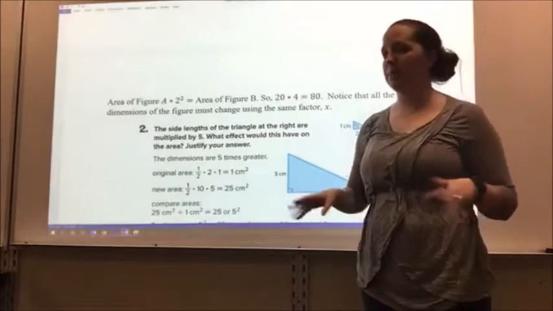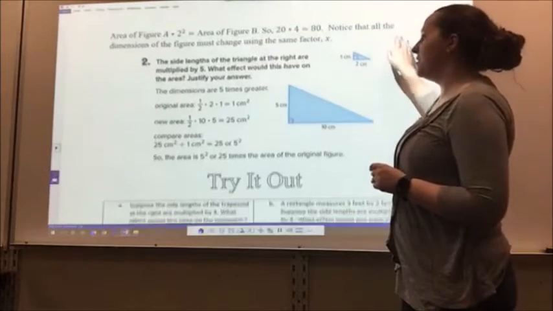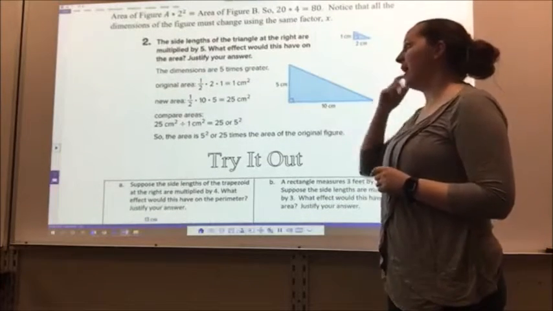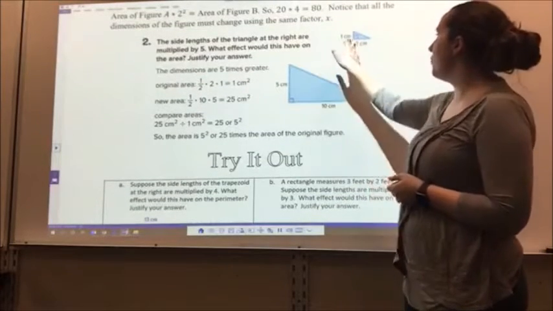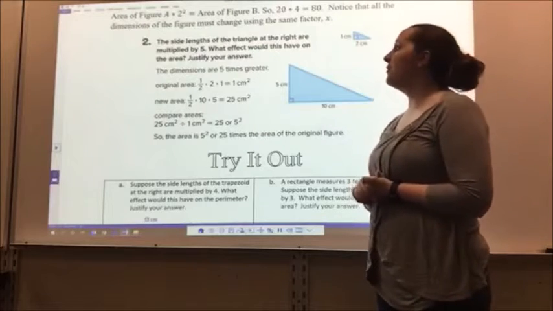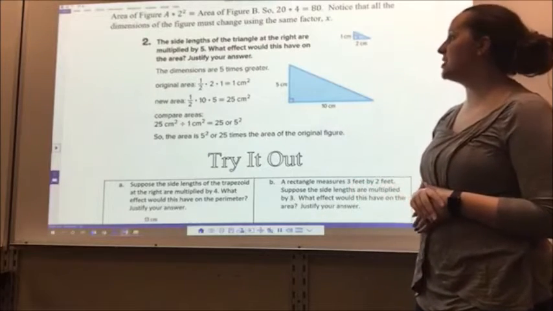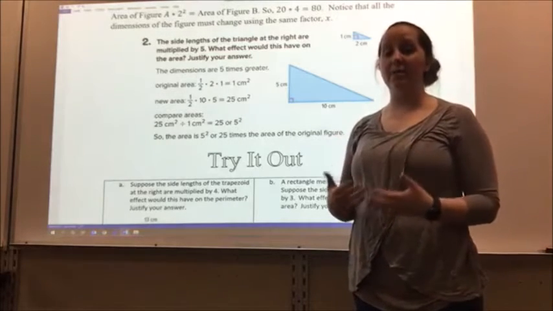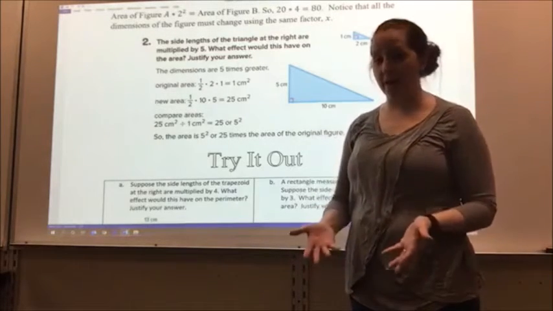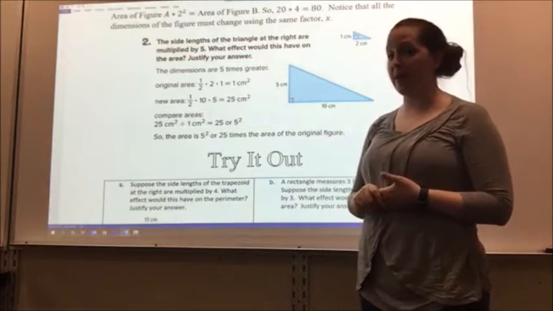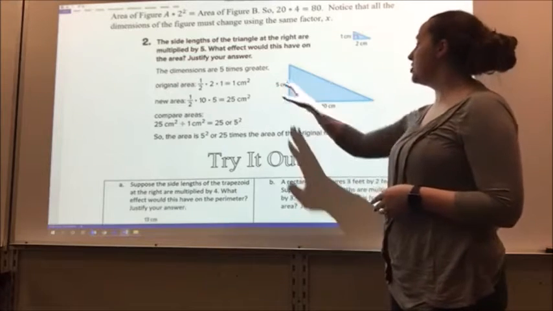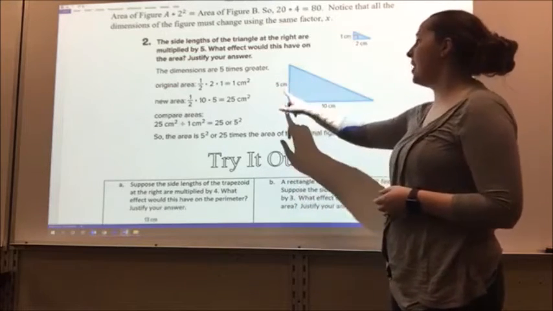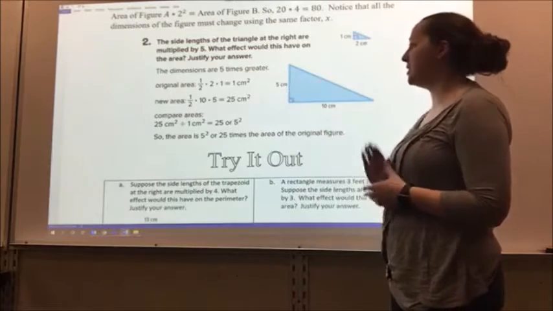So again, same thing. Okay, the side lengths of the triangle at the right are multiplied by 5. So I have 1 centimeter, 2 centimeters. What effect would this have on the area? Justify your answer. So it's multiplied by 5, so the area will change by a factor of 5 squared, which is 25. 5 times 5 is 25. So the dimensions are 5 times greater, so 1 times 5 gives me 5, 2 times 5 gives me 10.